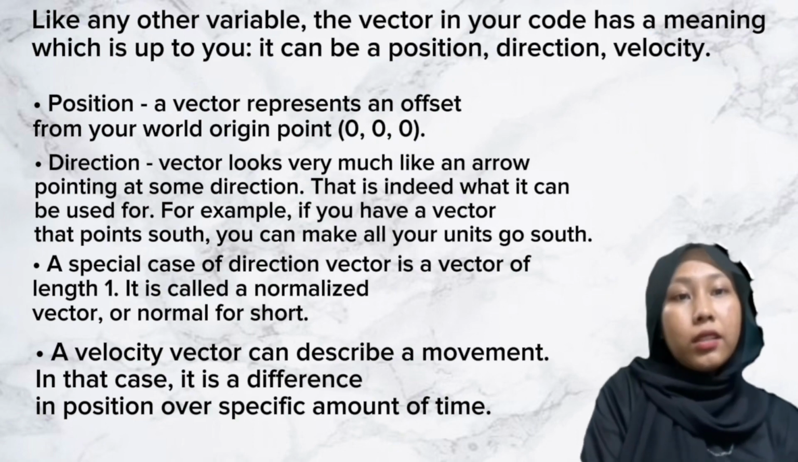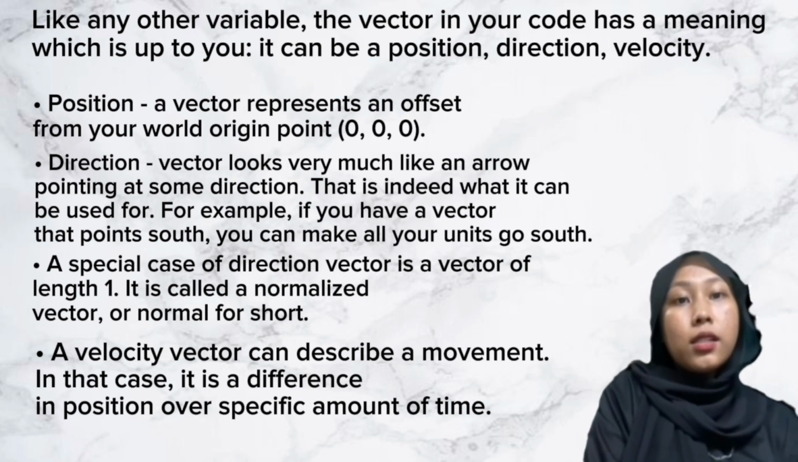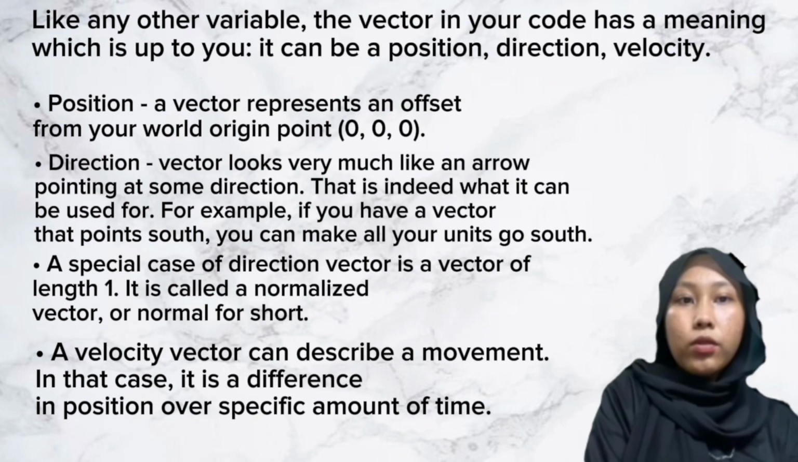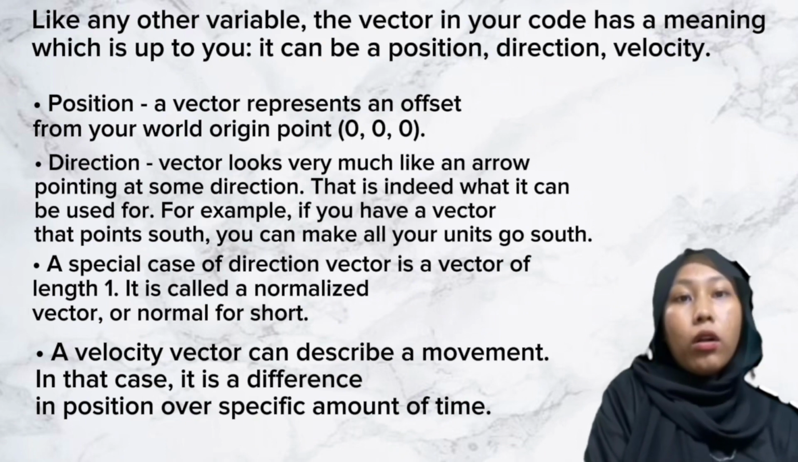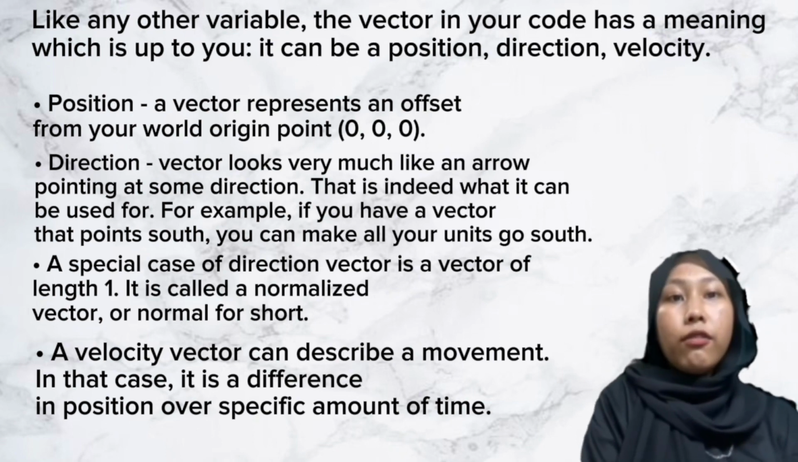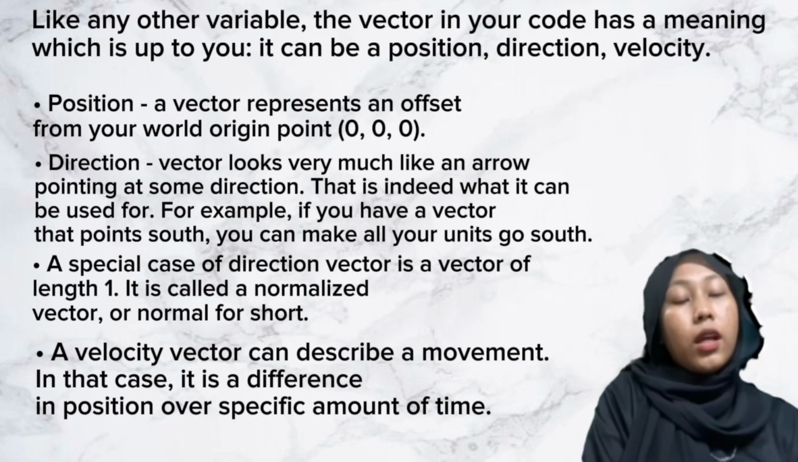Position. A vector represents an offset from your world origin point 0, 0, 0. Direction. A vector looks very much like an arrow pointing in some direction. That is indeed what it can be used for. For example, if you have a vector that points south, you can make all your units go south. A special case of direction vector is a vector of length 1. It is called a normalized vector or normal for short. A velocity vector can describe a movement. In that case, it is a difference in position over a specific amount of time.